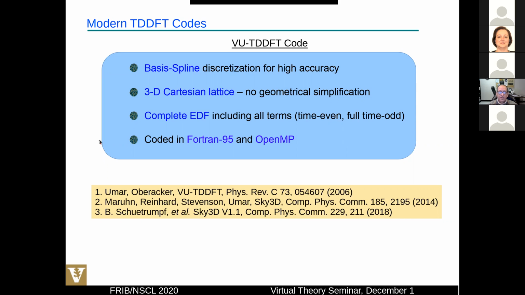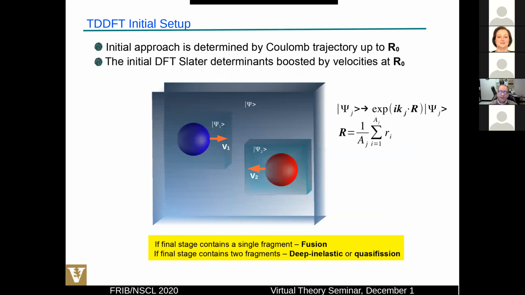So the emphasis here is that problems with numerical accuracy and simplifications due to numerical complexity are all taken care of. These codes basically just use the given energy density functional to calculate the full dynamics.